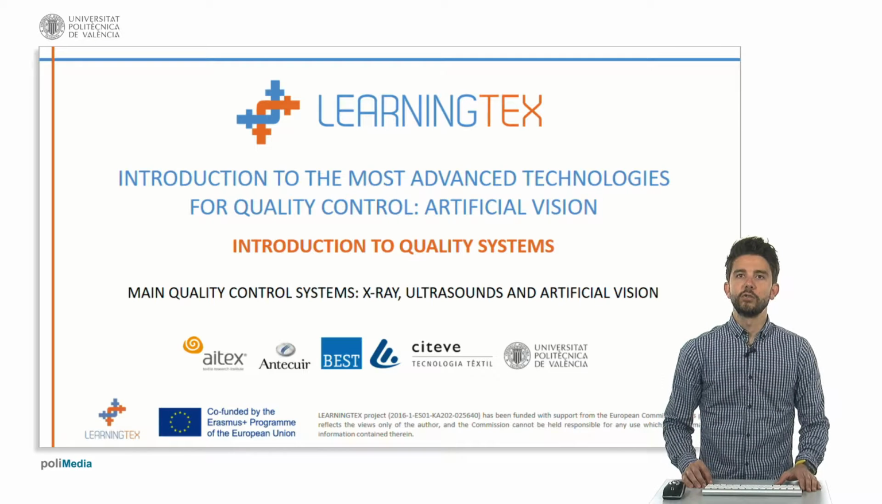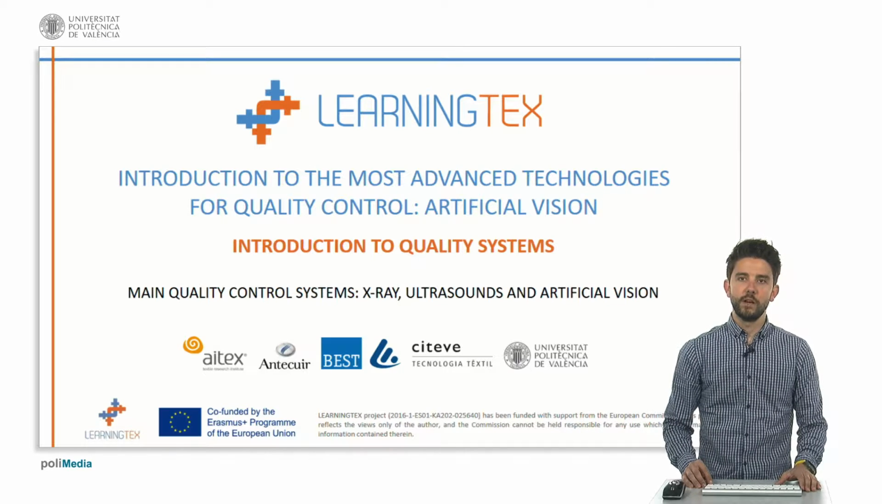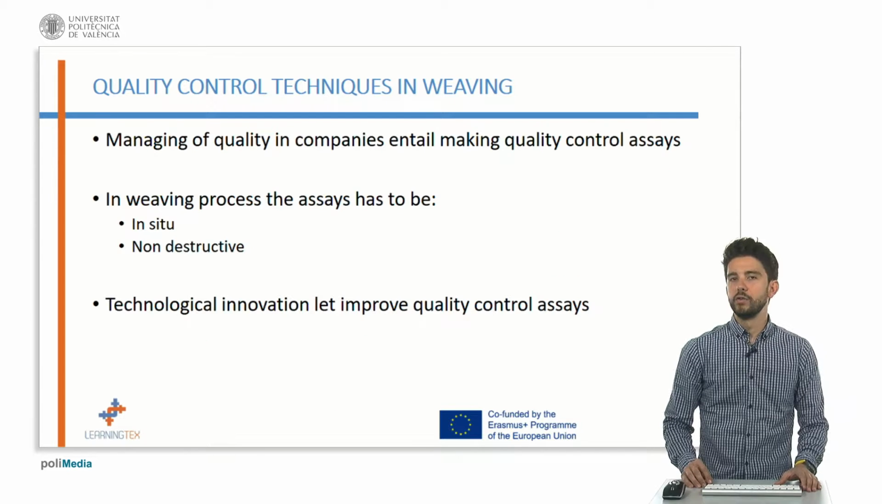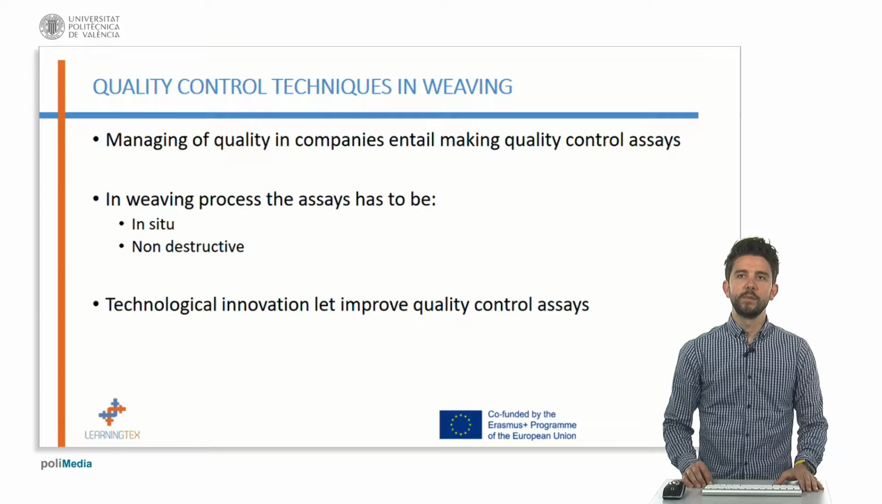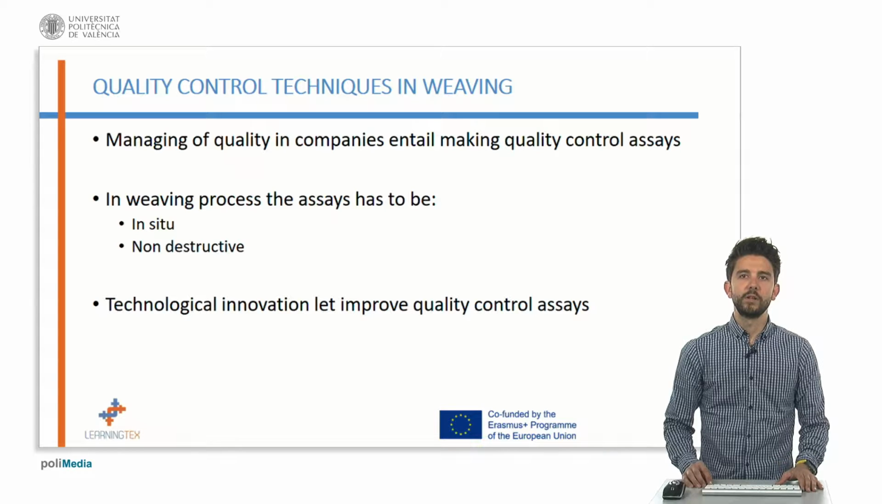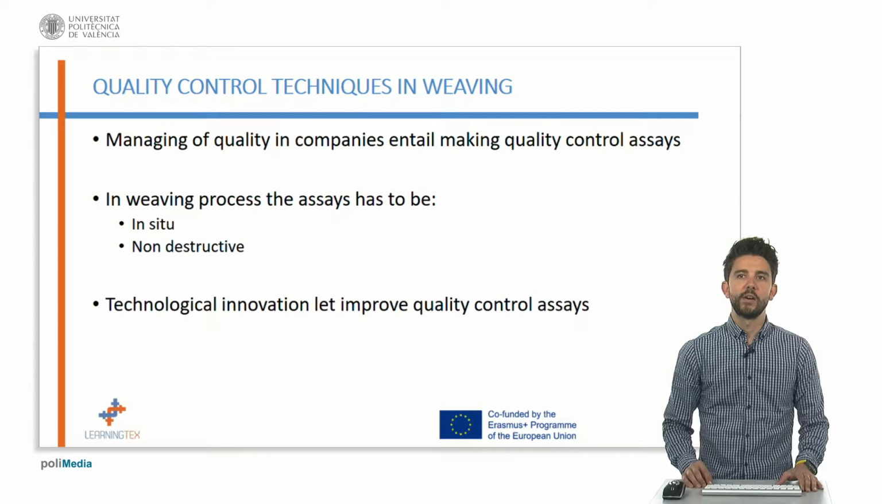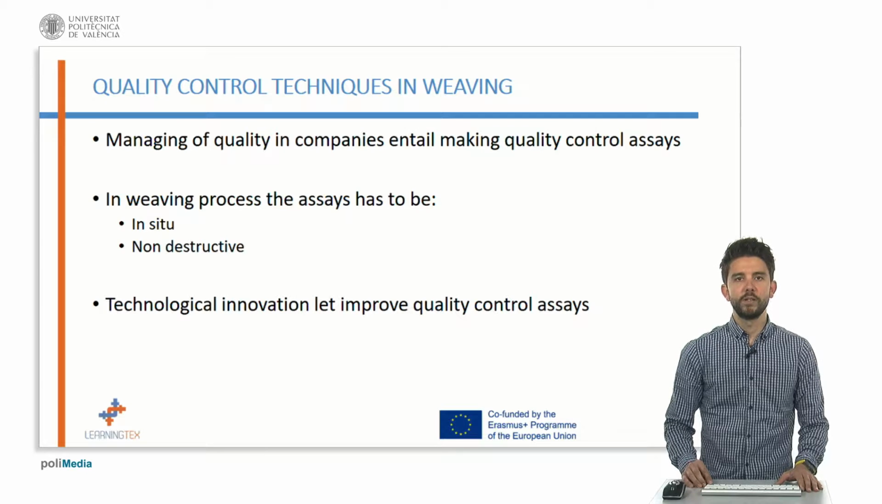Hello, in this lesson the main quality control systems are going to be described, especially the artificial vision. First of all, due to the importance of the quality management standards, it entails doing some quality tests. In the process of weaving, it's very important that these tests are carried out in situ, and it also has to be non-destructive and superficial.